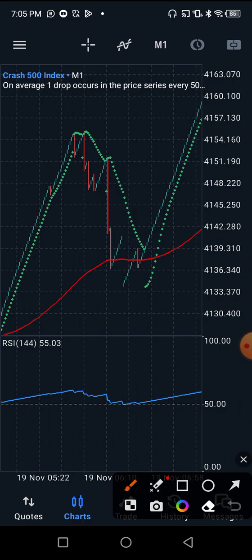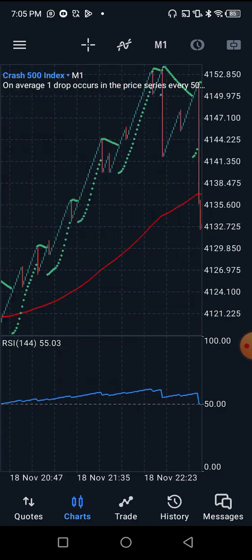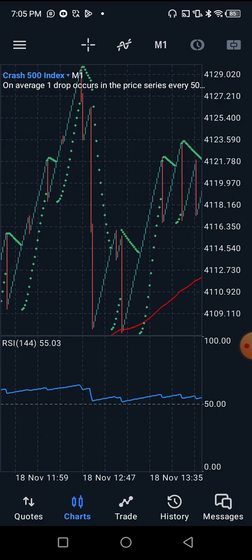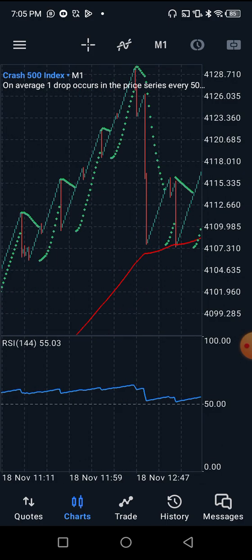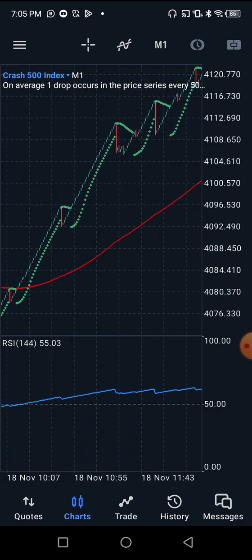So guys, this is it. This is a very, very powerful strategy. As long as you follow the trend of the market, you will not lose your money, guys. You will not lose your money at all.